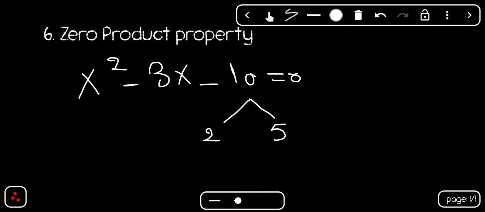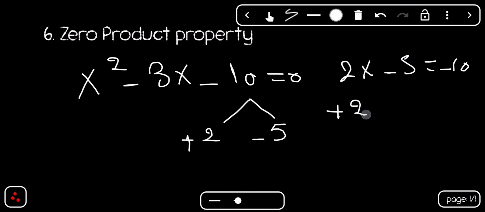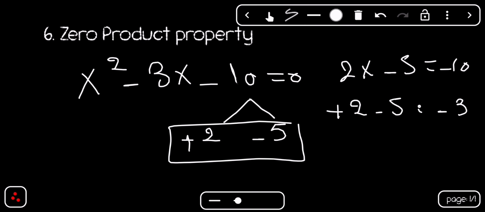Yes, we have a minus sign. How can we get minus then from here? We have to put one minus here and then plus here, and 2 times minus 5 will give you minus 10. And then we have minus 3. If you add plus 2 and minus 5, it will give you minus 3. So these two numbers are correct.